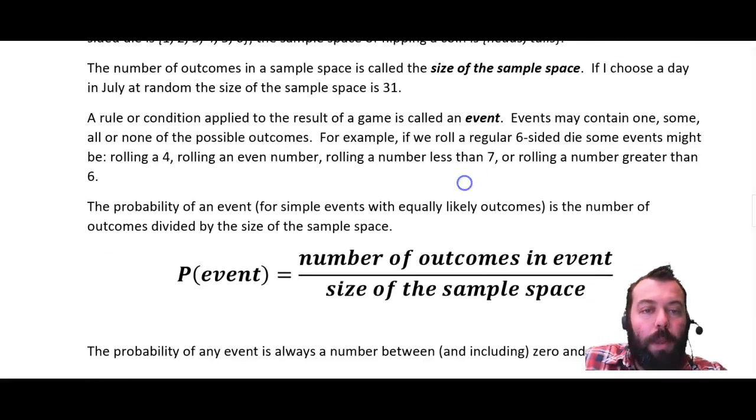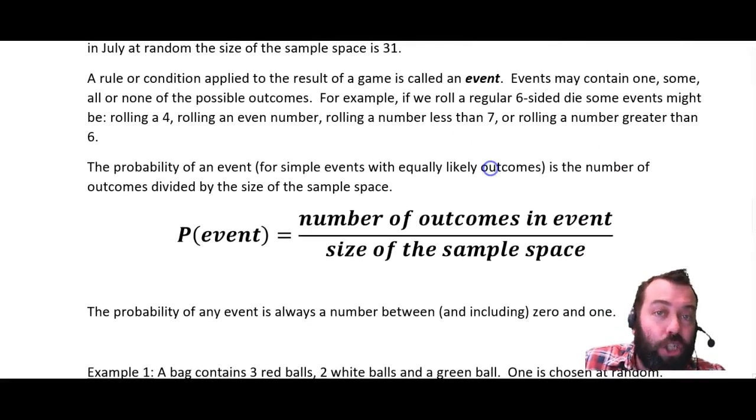Now, we might apply some sort of rule or condition to this game, to the outcomes, and I'm going to call that an event. That might include one outcome, or all of the outcomes, or some of the outcomes, or none of the outcomes. Roll a dice. An event might be an even number. An event might be a 4. An event might be a 7. Now, of course, that's none of the outcomes. The probability of a 7 is 0. When I roll a dice, there's no chance of that happening, but nonetheless, that could still be an event.